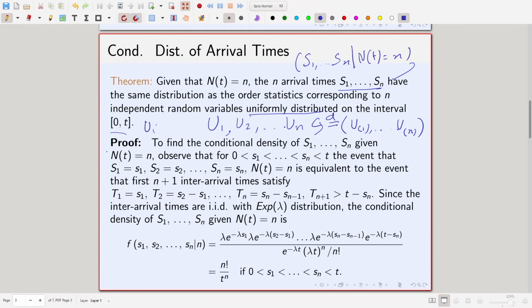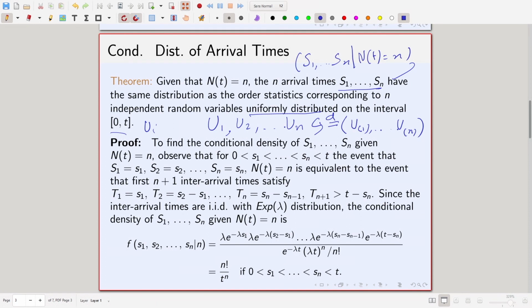So what this theorem is telling you is that given that there have been n arrivals up to time t, the conditional distribution of S1, S2, up to Sn is the distribution of order statistics of n IID uniform 0 to t random variables, right? That's what this theorem is telling you. So again, you can easily see that this generalizes what we saw in the previous problem. Okay. So now let us see the proof of it.